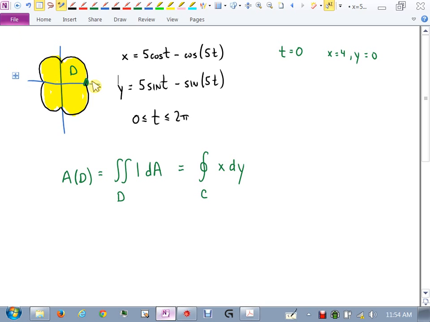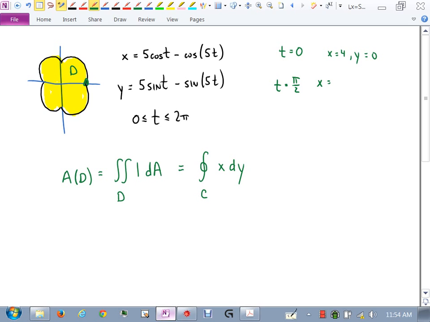So now I need to know what happens if I plug in something bigger. How about a value we know? How about pi over 2? Okay, what am I hoping for? Where am I hoping to be, up here or down here? Up there, right? That's what I'm hoping for, because that would be positive orientation, counterclockwise. So what happens if I plug in pi over 2?